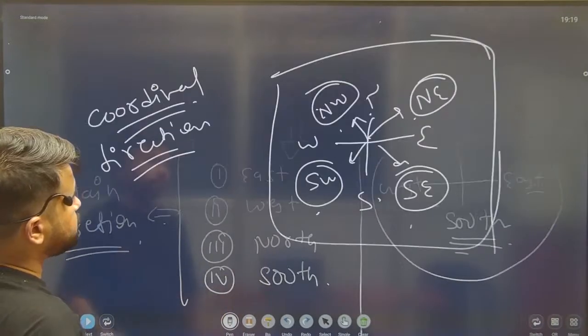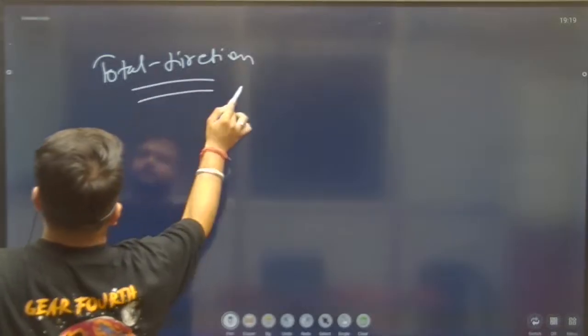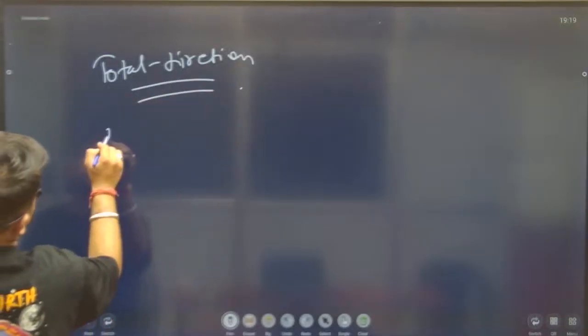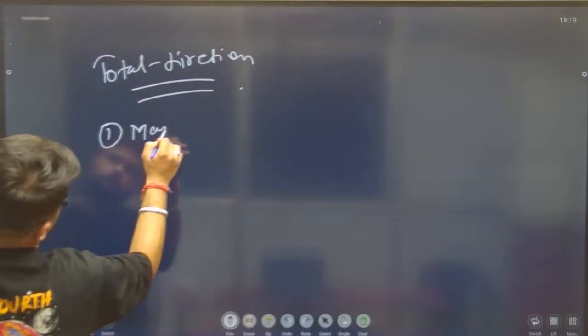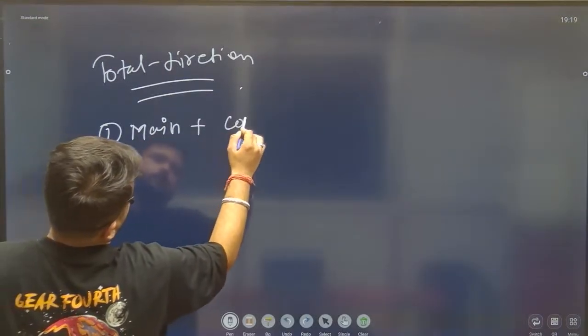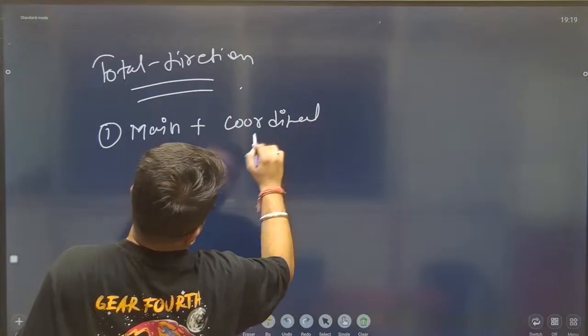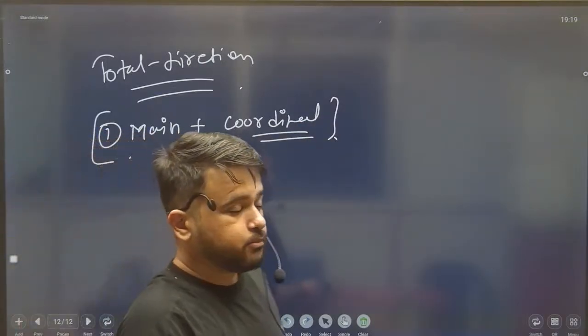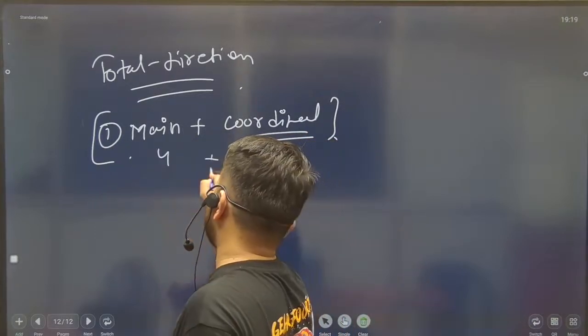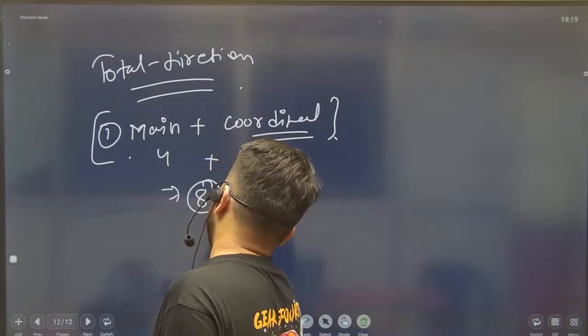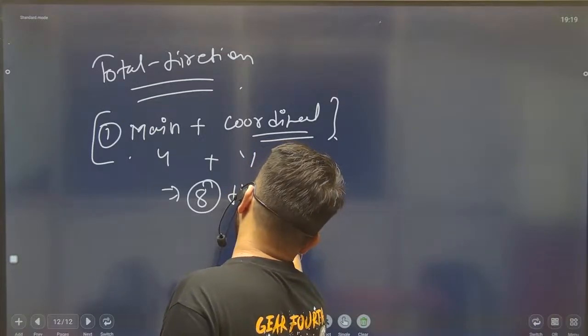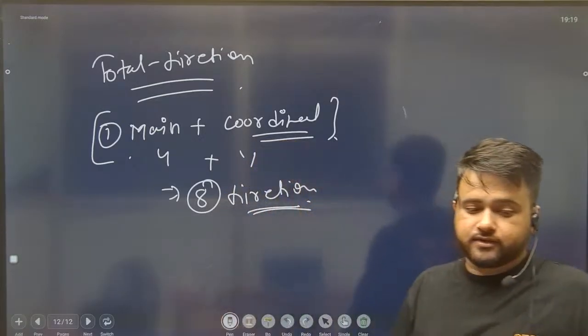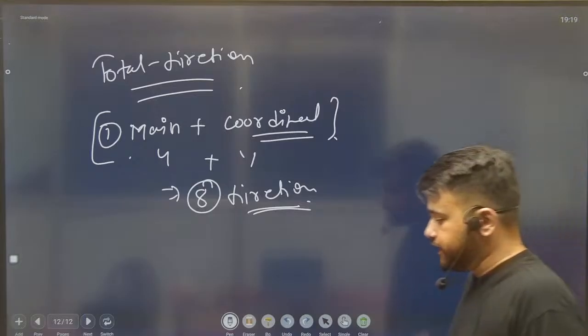Main direction, cardinal direction. Now the third term is total direction. Total directions means what? Main plus cardinal. Main plus cardinal is what? 4 plus 4 is equal to 8 directions. Getting my point?